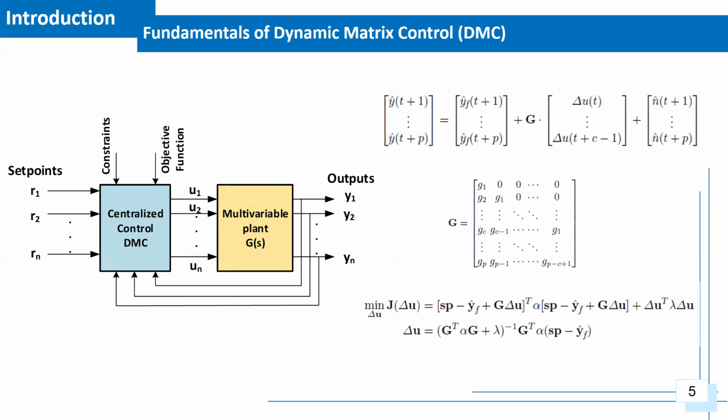Model Predictive Control, or MPC, is a widely used methodology for handling complex industrial processes. The basic idea is that MPC predicts the future behavior of the process over a given prediction horizon and computes a sequence of control actions that minimize a selected performance criterion.